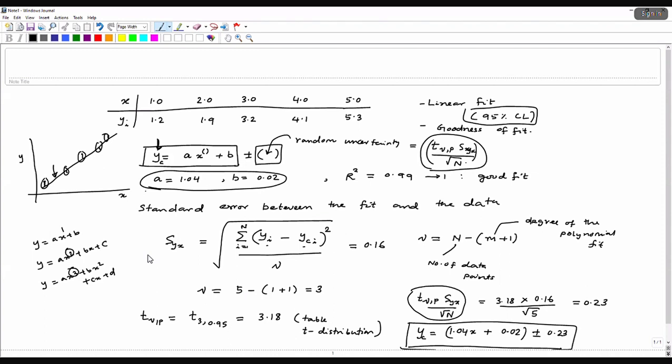Yeah, so here it is given that it is a linear fit. So your m is equal to 1. But if you have the freedom to choose the type of fit, you can use a quadratic equation also. In that case, the equation itself will change, the degree of freedom will change, the random uncertainty will also change.